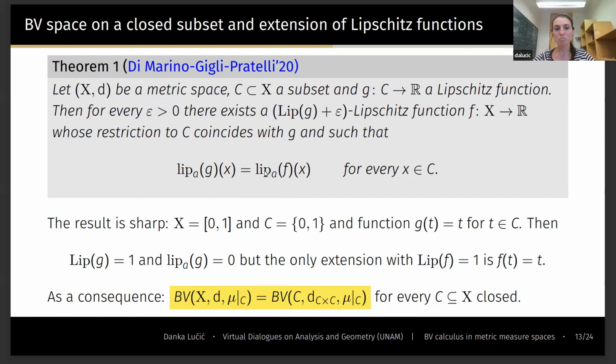And this result has a nice consequence, because once we have a closed subset of a metric measure space, if we restrict the measure to the set itself and the distance as well, then this becomes a metric measure space itself. And what follows from this result is that the space of BV functions over (X, d, mu restricted to C) is the same as the space of BV functions over the space C itself as a metric measure space.